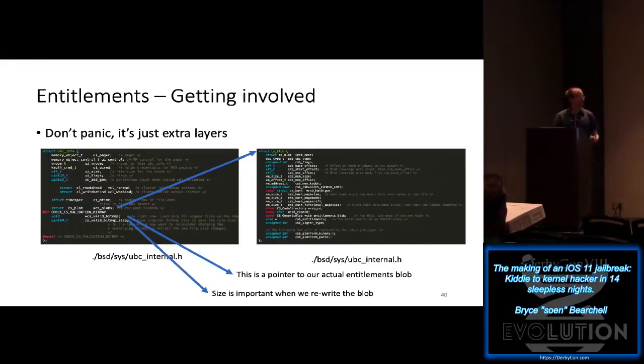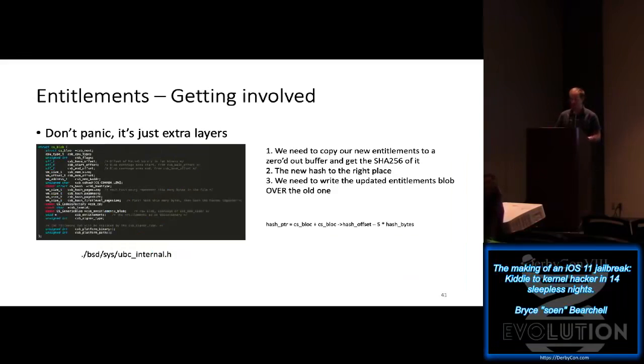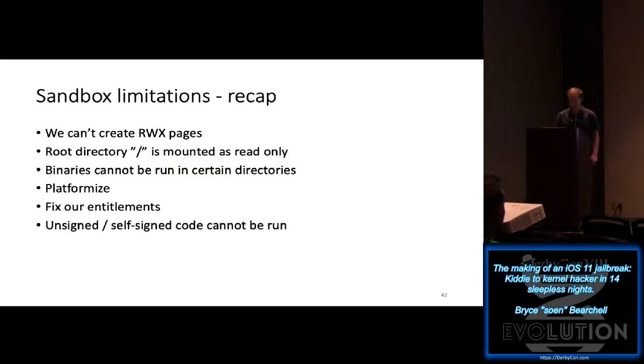And then we just need a pointer to our entitlements blob, and then we need a pointer to where it stores the hash. So our plan of attack is, we're going to put our new entitlements in. We're going to SHA-256 them, and then we're going to write our hash to where it expects it, and then we need to overwrite the old entitlements blob with our new one. So it's simple. We're just replacing them, right? The code for that is more involved, and I won't get into that. But the idea is conceptually there. All we have to do is just replace the entitlements and move on.